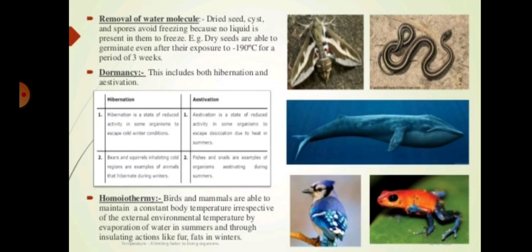Dormancy also is affected by the temperature. Dormancy includes 2 already discussed phenomena, hibernation and estivation. During both kinds of dormancies, metabolic rate becomes reduced, body temperature becomes low, and heart beat rate is also reduced.